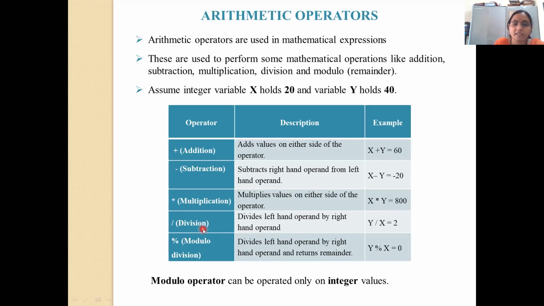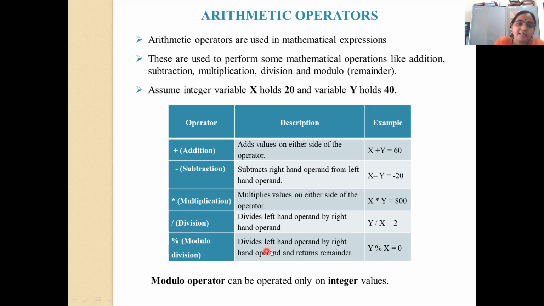The next operator is the division operator. All of us are very aware of all these basic operations: plus, minus, multiplication, and division. The division operator just divides the left hand operand by the right hand operand. The left hand operand is y, which divides x. What is the value of y? Y is 40. So 40 divided by 20 is equal to 2. And the last operator is new for you, that is modulo division. The modulo division is generally indicated with the percent sign. What is the role of modulo division, or what does it do?